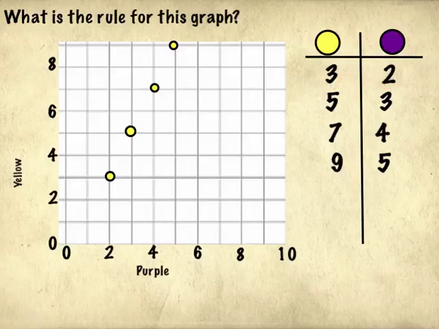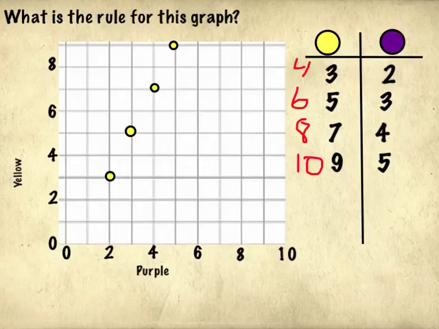I need 2 to 3. So I'm going to try, what if I did 2 times 2? That would give me 4. So I'm just going to write this down. 2 times 2 is 4. 2 times 3 is 6. 2 times 4 is 8. 2 times 5 is 10. And now I can see a relation. These are all 1 less.